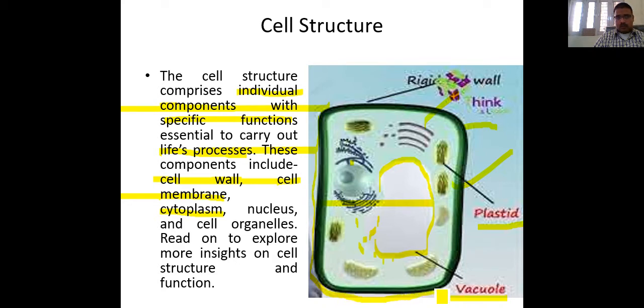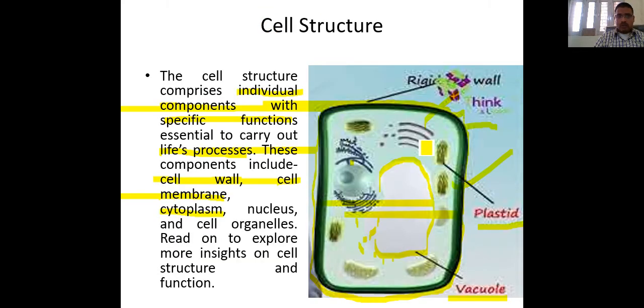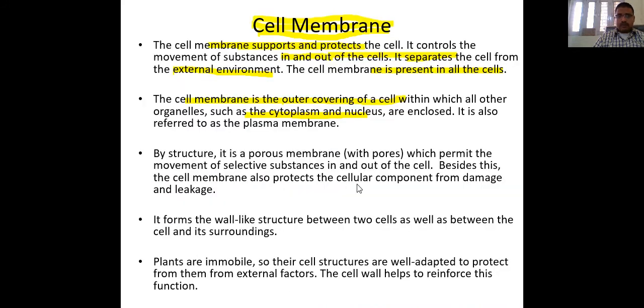I'm just drawing the outer layer of this cell membrane. All the things are covered in this way. It is the cell membrane, within which all the other organelles, cytoplasm and nucleus are enclosed, as already shown. This is the nucleus, and there is some cytoplasm. All these things are covered under the plasma membrane.